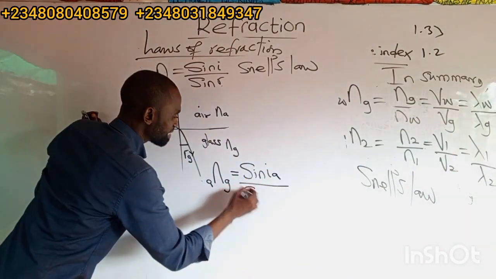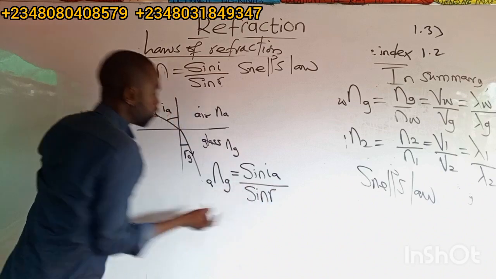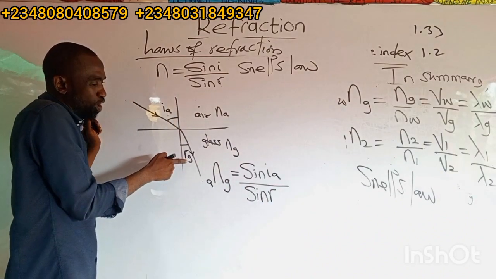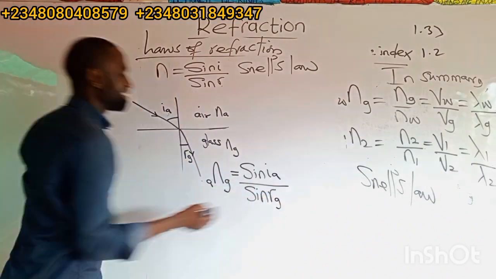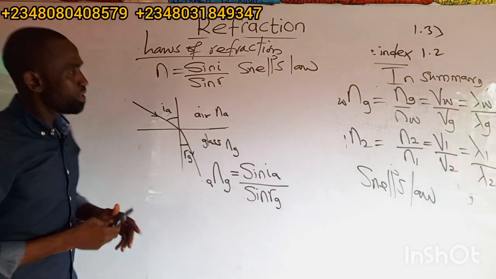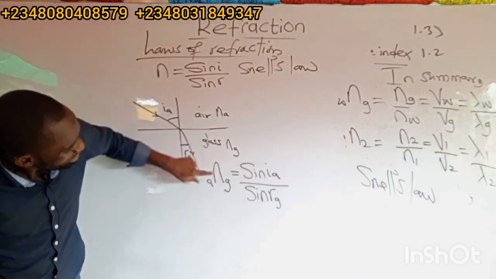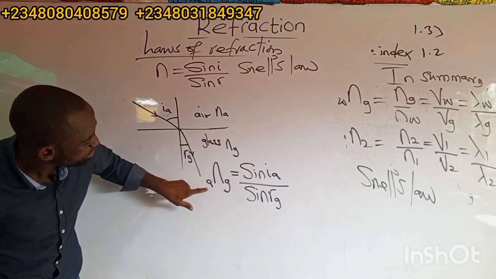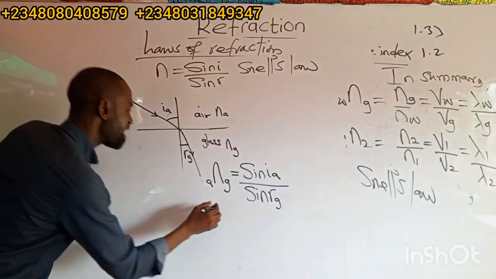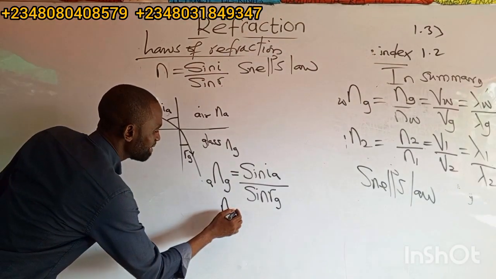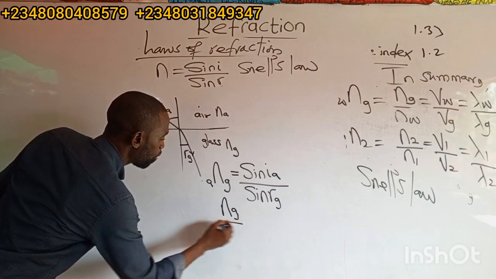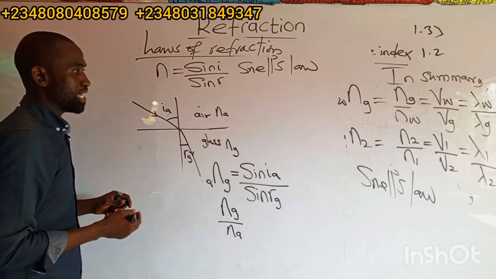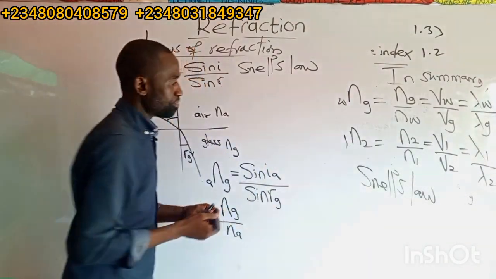All over sine of angle of refraction. Where do we have angle of refraction? In glass. Are you okay? But we start the refractiveness of what now? Of glass, which is equal to, here is the same as N_A G all over N_A. You correct? Look at this.